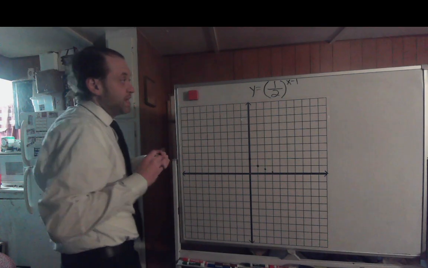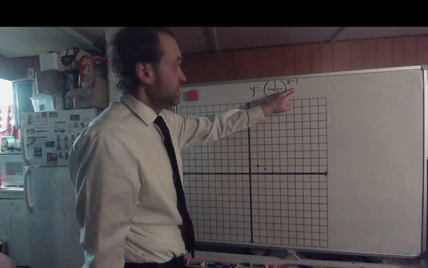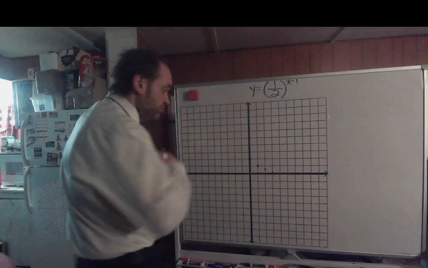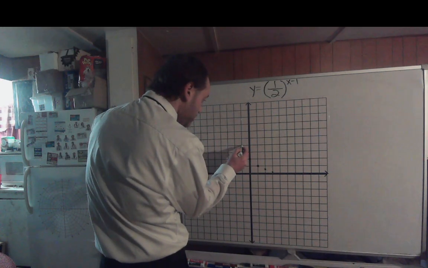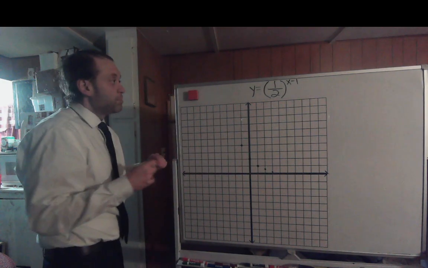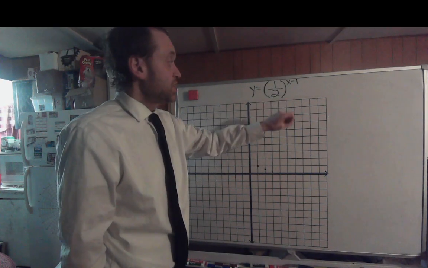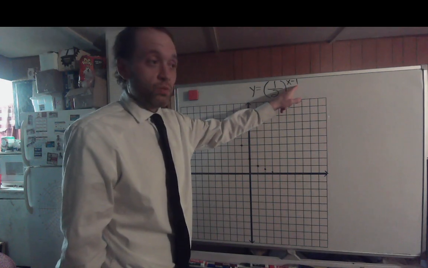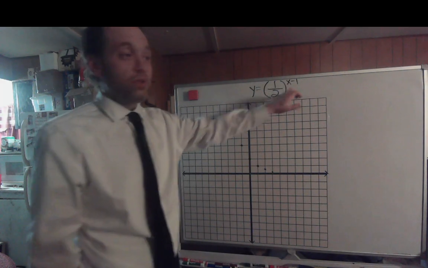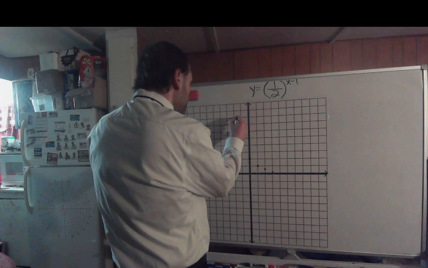Now, what about when x is negative 1? So negative 1 minus 1 is negative 2. 1/2 to the negative second is the same as 2 to the positive second, which would be 4. So you would get the point negative 1, 4. Now, let's make x negative 2. All right, so negative 2 minus 1 is what? Negative 3. 1/2 to the negative third is the same as 2 to the positive third. That would give you 8. So you would get the point negative 2, 8.